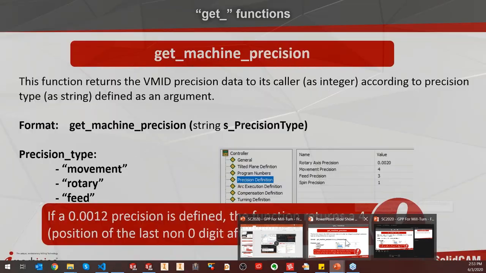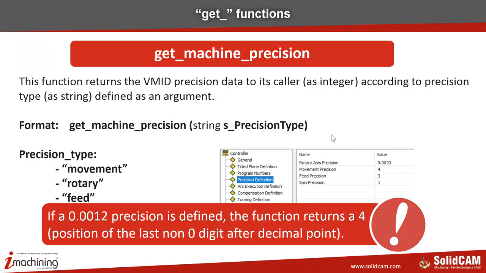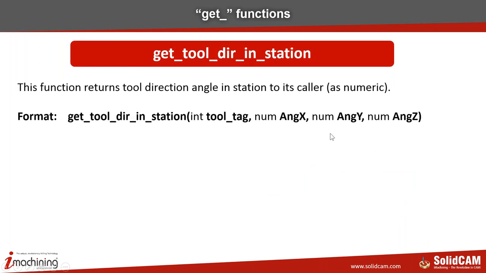Let's go back to the presentation. Get tool direction in station. This is very, very important, and I think it was defined in 2017. This function was one of the first ones. Basically, it will return the tool direction angle in station to its caller as numeric. Okay, so let me explain what this is and why it was created.